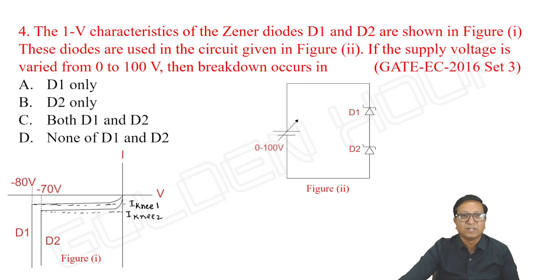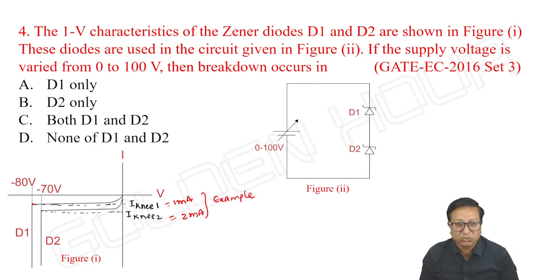Next, see this. The IV characteristics of the Zener diodes D1 and D2 are shown in the figure. The diodes are used in the circuit given in figure 2, and if the supply voltage is varied from 0 to 100 volts, then the breakdown occurs in which diode? Say D1 has a knee current of just 1 milliampere, and D2 has a lower breakdown voltage but a higher knee current. I'm speaking as an example, not the true values, just for our understanding.